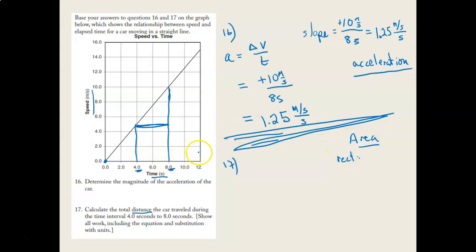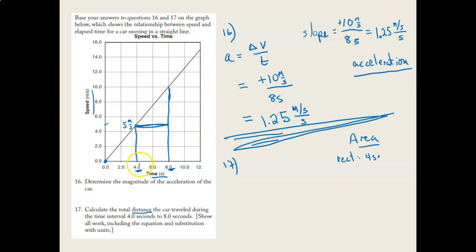Okay, the base, 4 seconds to 8 seconds. That's 4 seconds, time change. And our height, well, this right here is 5 meters per second, right in the middle of those two. It's logical because we're at 10 meters per second at 8 seconds. We're at 0 meters per second at 0. So right smack in the middle of 0 seconds and 8 seconds is 4 seconds. So we should be right smack in the middle of 0 meters per second and 10 meters per second. So this is 5 meters per second.